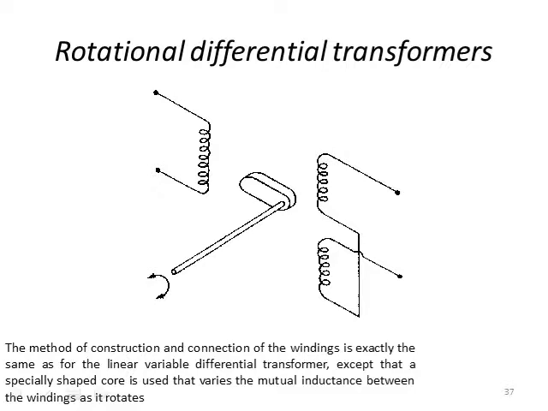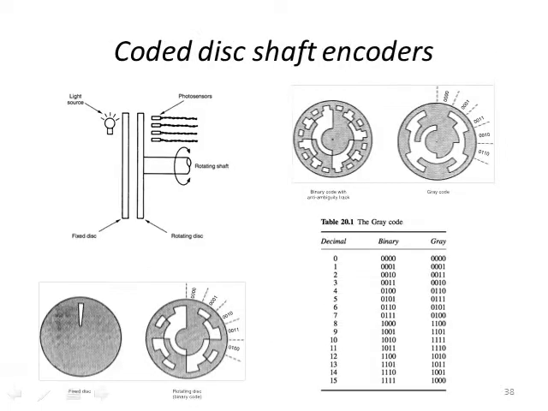And you can imagine that you can make much more sophisticated arrangements where the secondary coils form a circular pattern, and you can make these much more sensitive. But for the concepts, you can see that we can do rotational differential transformers as well. And then with coded disc shaft encoders, we can also do the same types of operations that you saw earlier in the lecture.